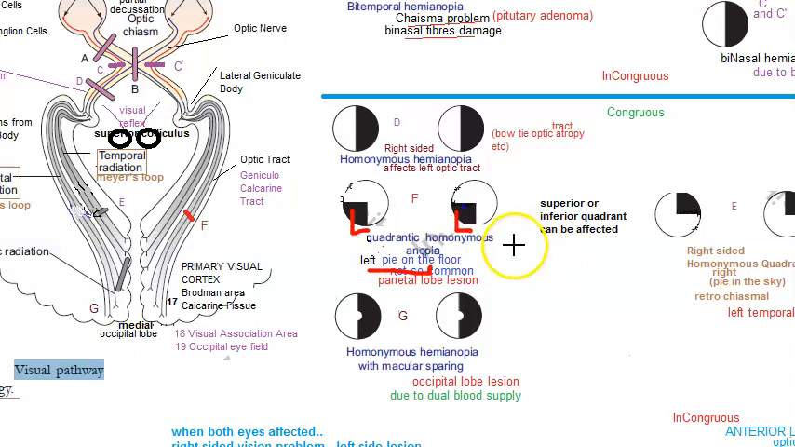So, where will the lesion be, guys? On the right side, right? So, this is congruous. That means both the images are kind of overlapping. So, this will be behind the chiasma somewhere, on the right side. Okay. So, here, they are saying this is a parietal lobe lesion. Okay. Then let us look at this one.